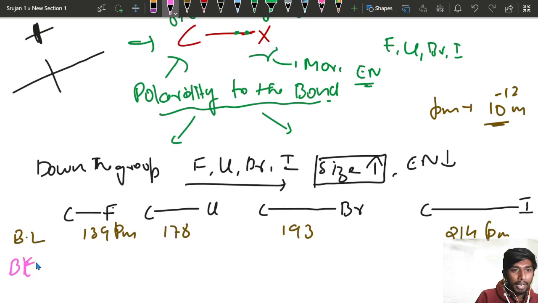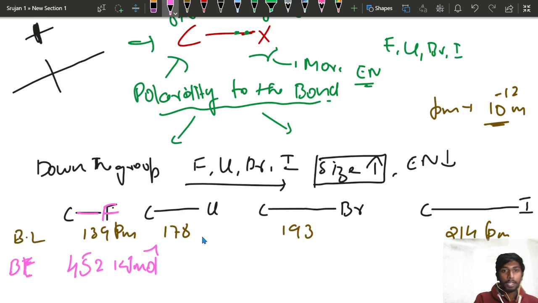Let's say bond enthalpy. Okay, so it is bond enthalpy or bond strength. The bond strength of this carbon and fluorine is greater. So let me write its strength. It has 452 kilojoules per mole. And this one has 351 kilojoules per mole.